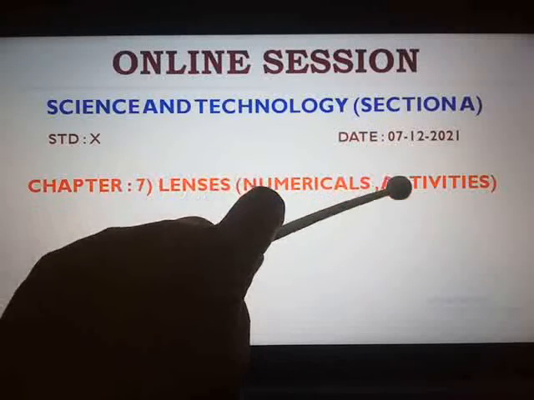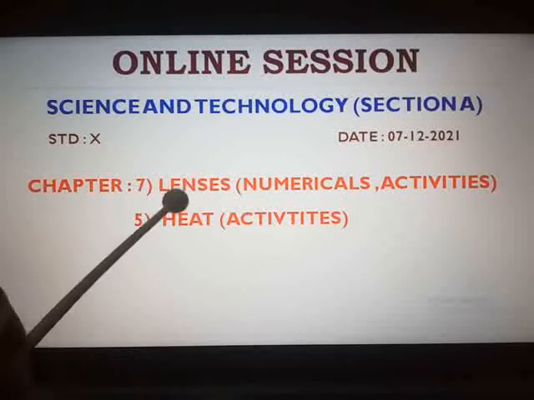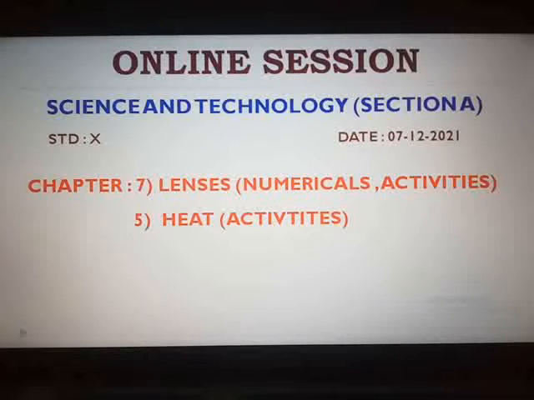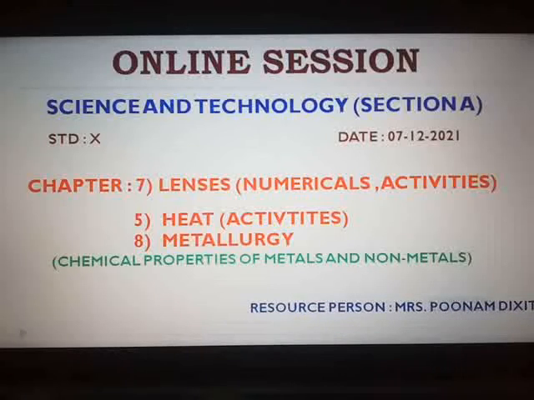We will discuss the activities not only for chapter number 7 but also for chapter number 5, activities which are left out. Numericals for chapter number 5 will be done towards the end of the portion because they are going to consume a lot of time. And if time remains, then we will start with a new chapter today itself. Chapter number 8, Metallurgy. We will see the chemical properties of metals and non-metals. So let us begin with the numerical examples.